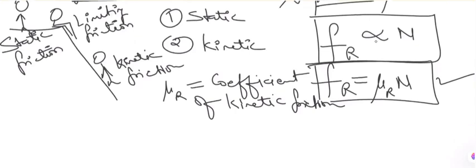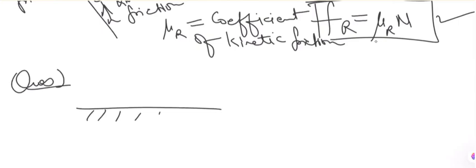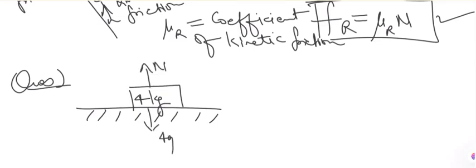You have to be sure what type of formula you are applying. I can give you one example. Suppose this is the surface and here I am keeping an object, let's say of 4 kg. So this is your normal force. This is your 4g which has been applied. Let's say it is moving in this direction with 10 Newton force. The question is: find the frictional force.